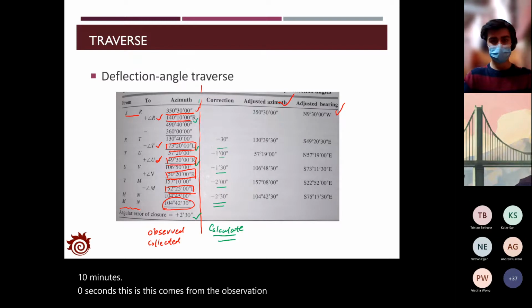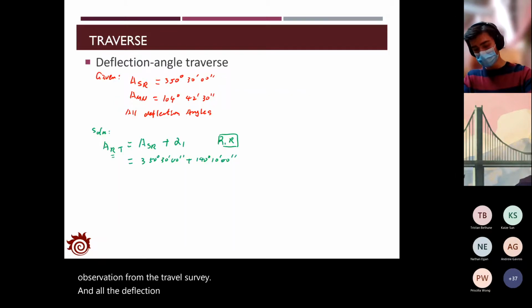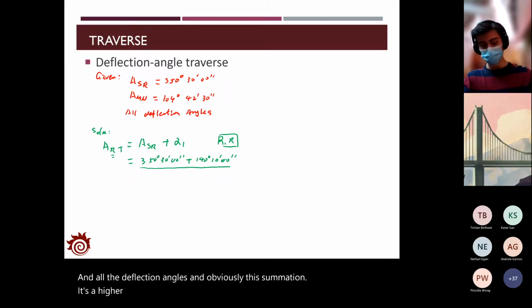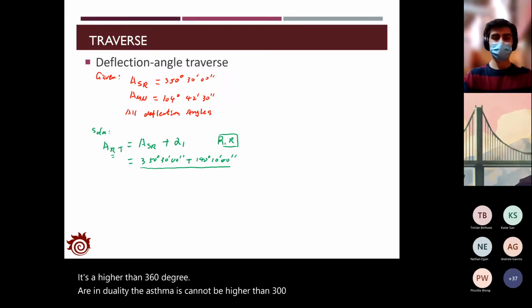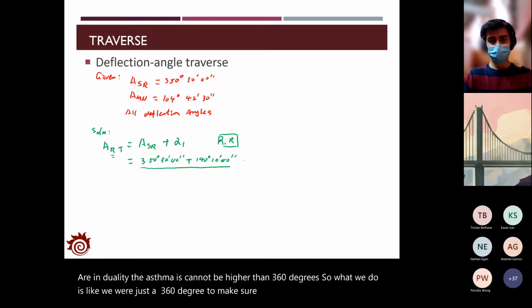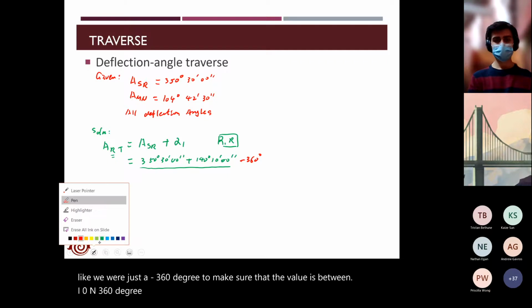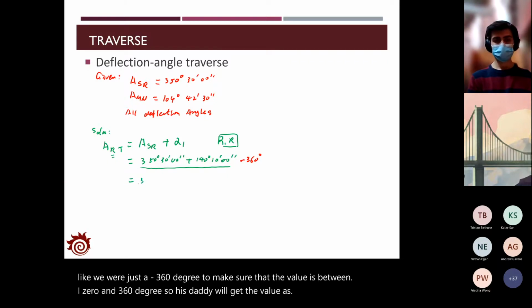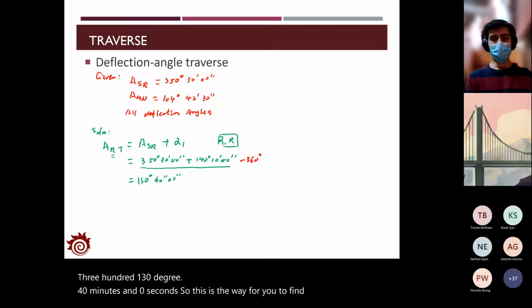So those would be the observations from the traverse surveying. And you know all the deflection angles. And obviously, this summation is higher than 360 degrees. In reality, the azimuth cannot be higher than 360 degrees. So what we do is we will just minus 360 degrees to make sure that the value is between 0 and 360 degrees. So with that, you will get the value as 130 degrees, 40 minutes, and 0 seconds. So this is the way for you to find out the azimuth of R to T.